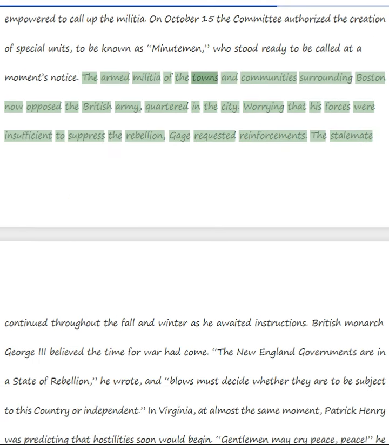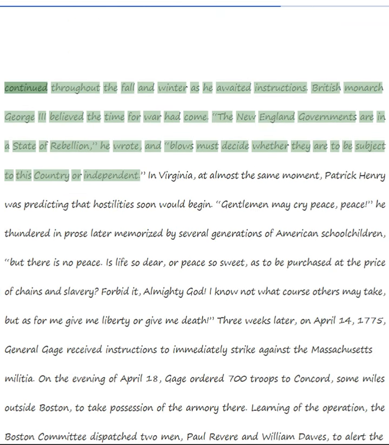The armed militia of the towns and communities surrounding Boston now opposed the British Army, quartered in the city. Worrying that his forces were insufficient to suppress the rebellion, Gage requested reinforcements. The stalemate continued throughout the fall and winter as he awaited instructions. British monarch George III believed the time for war had come. The New England governments are in a state of rebellion, he wrote, and blows must decide whether they are to be subject to this country or independent.